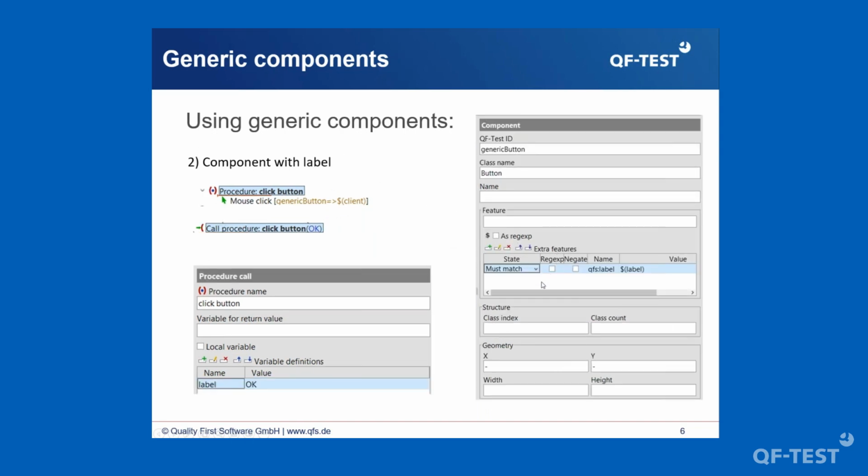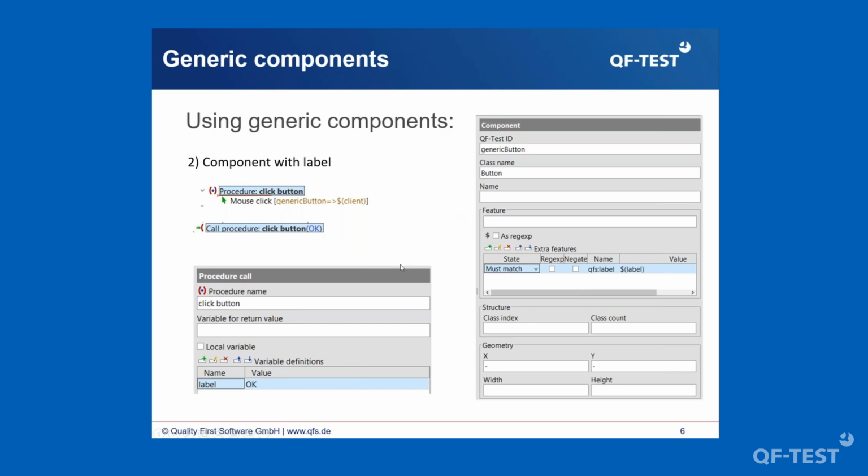So the next example is with the QFS label as recognition criteria. So again, you have a procedure using that generic button and replaying a click to that, and the actual value for the variable comes via parameter. So again, you have a procedure call, which is nice and readable. Click button, OK.